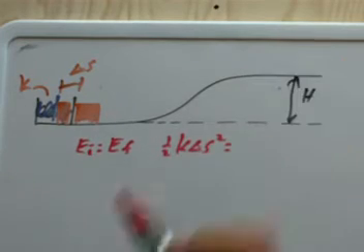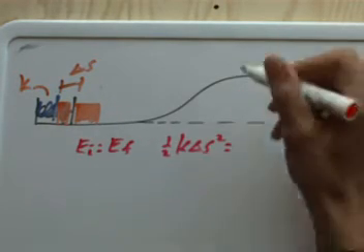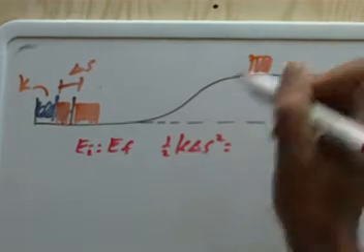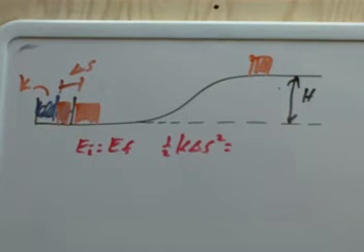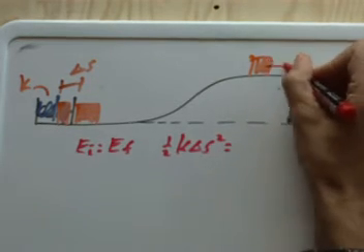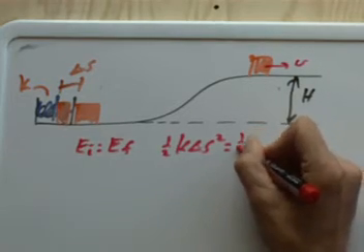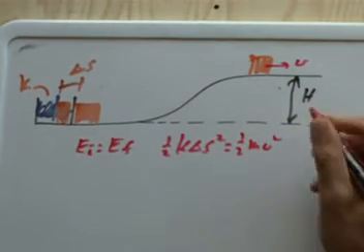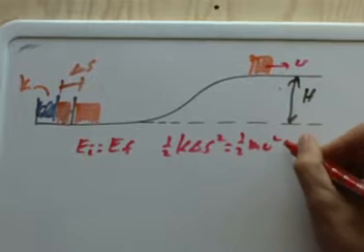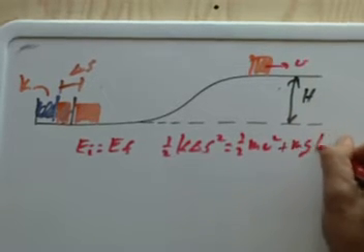And when it goes up the hill, say the orange block reaches the level up here, when it's all the way up there, what does the block have? Well, if it's moving with some speed v, it has some kinetic energy, 1/2 mv squared, but it's also now a distance h above the ground, so it'll have some potential energy too, mg times h.